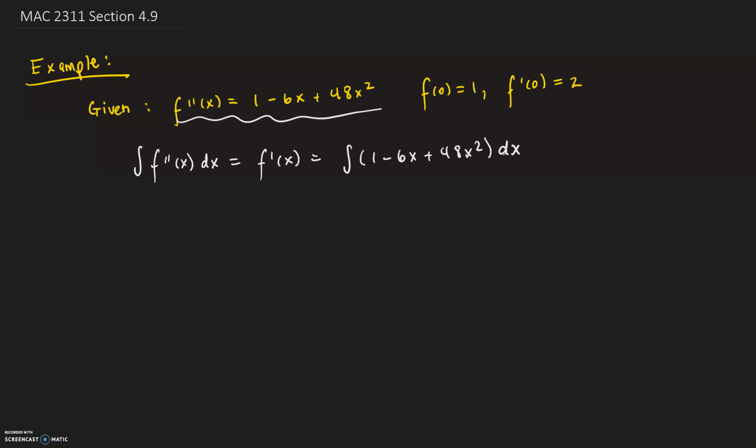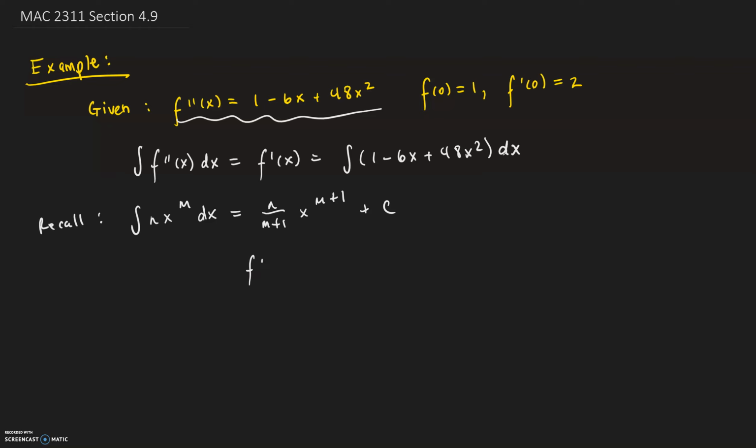And in order for us to take the antiderivative, what we want to do is recall the following: that the antiderivative of n x to the m with respect to x is equal to n over m plus 1 x to the m plus 1 plus, of course, some constant c.